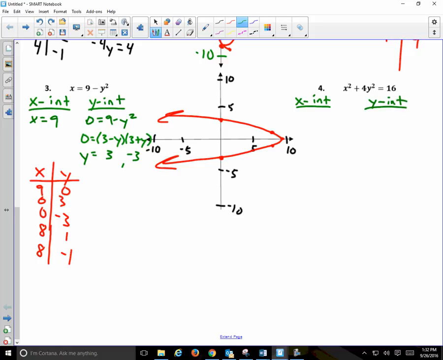Any guess on the next shape? I like that idea. It's going to be a wavy wave. Well, let's figure it out.